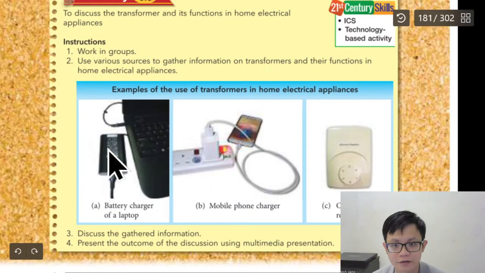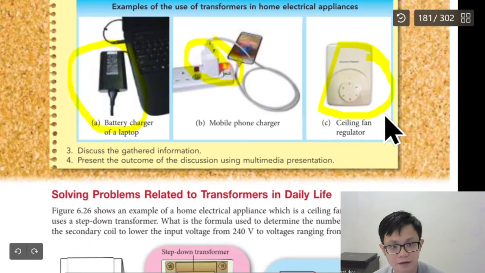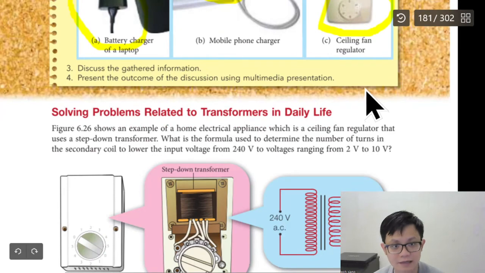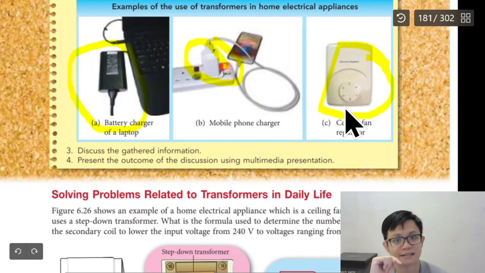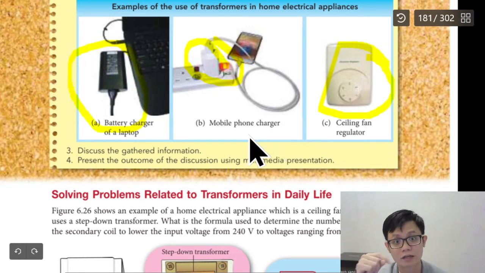Okay, so we got laptop, we got transformer, we got phone charger, we got transformer, and we got the fan, we got transformer, okay? Everything got transformer. Either step down, obviously these three are step down. Step up, I'm not sure, maybe aircon you need to use a transformer to step up the electric.